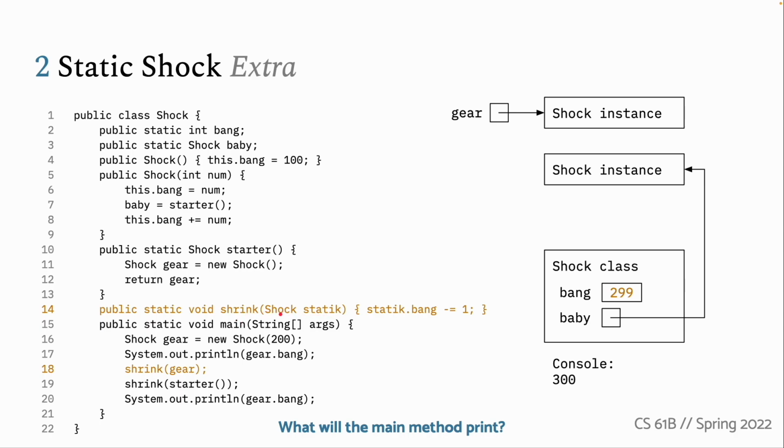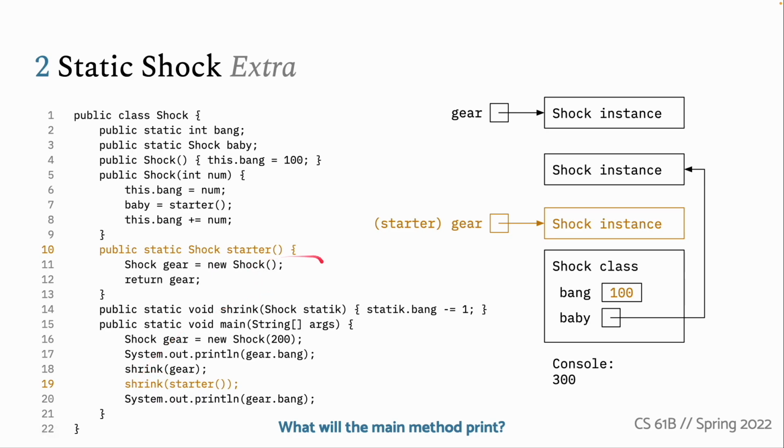And it's taking in a shock, so we're passing in gear right here. And it's just doing static.bang -= 1. So that sets our bang equal to 299 because it was previously 300. And next we're going into shrink and we're going to call starter and pass that into shrink.